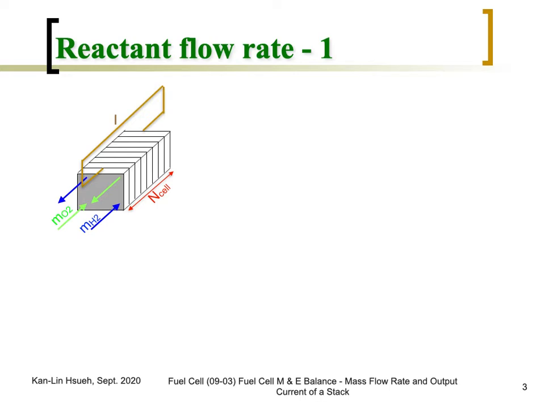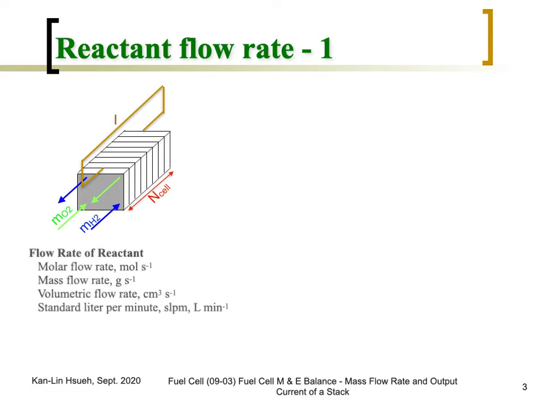Since the single cells are connected in series in a stack, the current will flow through each single cell, and the lowest current output will determine the total stack output current. They should be the same. Based on the current output from Faraday's law, we're able to calculate the required flow rate for the hydrogen or the oxygen.